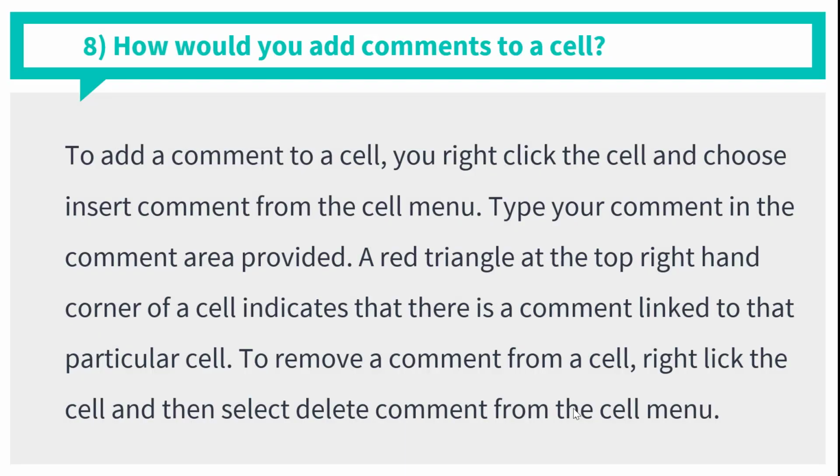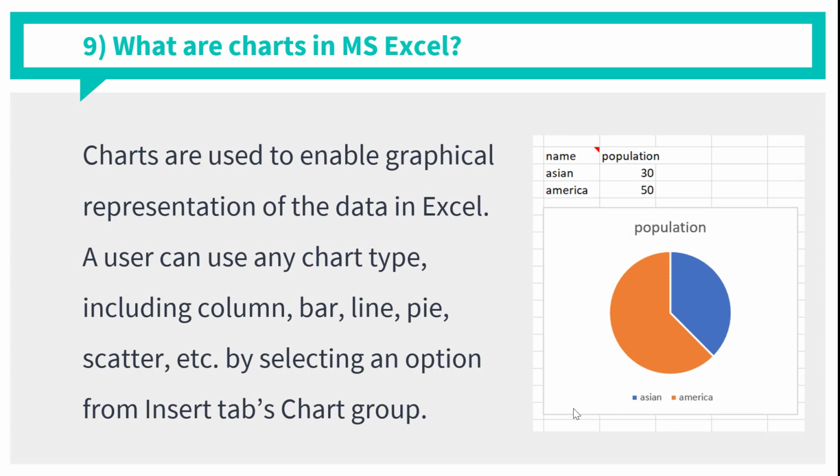How would you add a comment to a cell? To add a comment to a cell, you right click on the cell and choose insert comment from the cell menu. Type your comment in the comment area provided. A red triangle at the top right hand corner of a cell indicates that there is a comment linked to it. To remove a comment from a cell, you just right click on the cell and select the delete comment from cell menu.